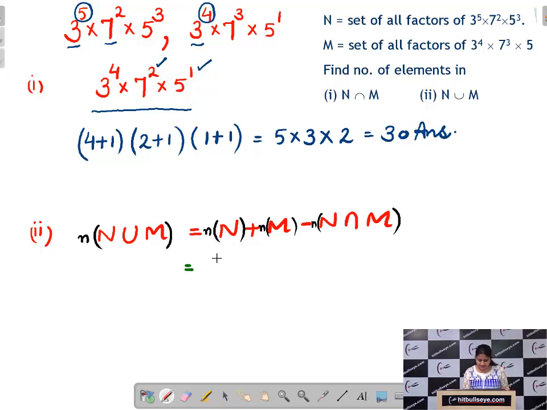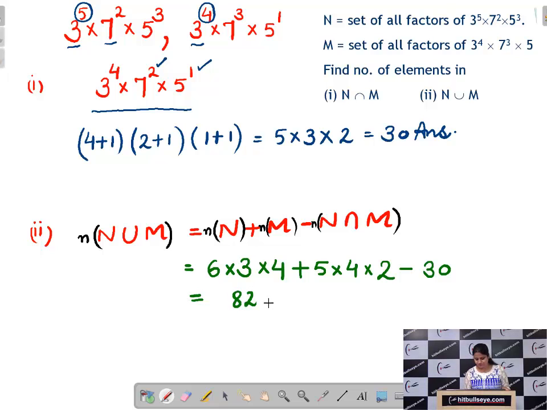Now in N, how many elements are here? There will be 6 into 3 into 4 plus 5 into 4 into 2 minus the number of elements in N intersection M that we have calculated in the first part, which was 30. So if you solve it, you will get 82. That will be the answer for the second part. Let us move to the next question.